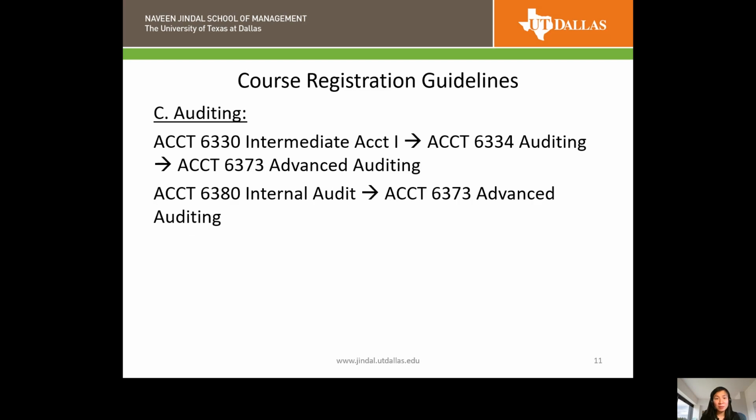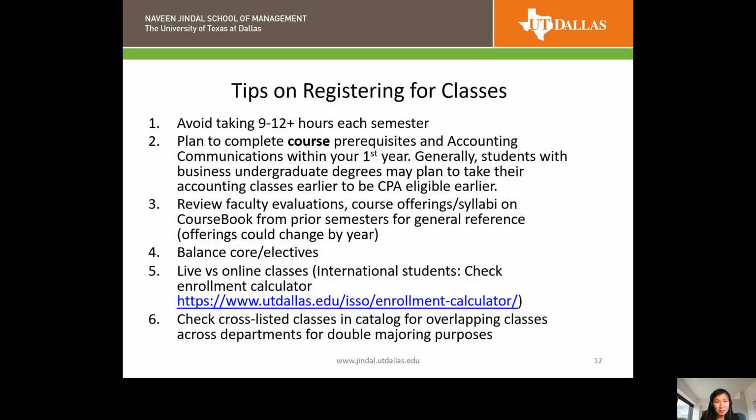For audit, you'll need intermediate 1 before the main auditing class, which is typically external audit, before you take advanced audit. If you want to go the internal audit route, you'll want to start with internal audit, and then you're eligible for advanced audit afterwards.